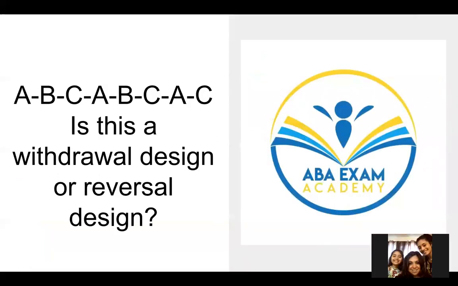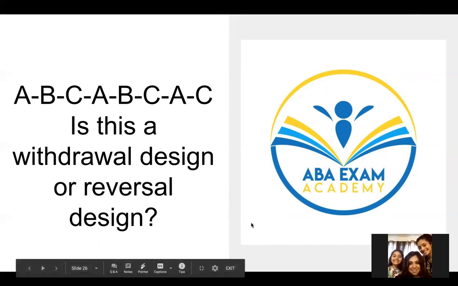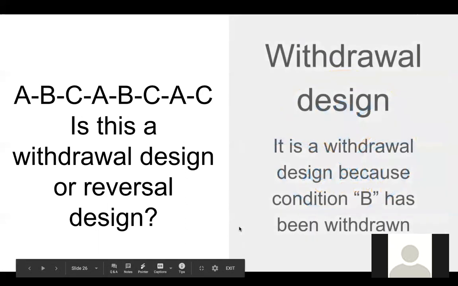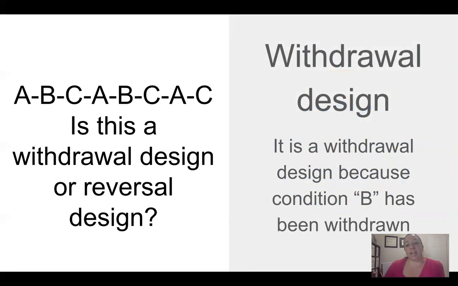A, B, C, A, B, C, A, C. Is this a withdrawal design or a reversal design? This is tricky. It is a withdrawal design because condition B has been withdrawn. You are removing B. Remember, with reversal, you're just changing the order, and with withdrawal, you're removing one of them.